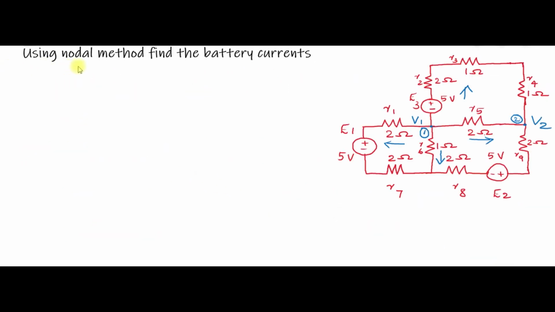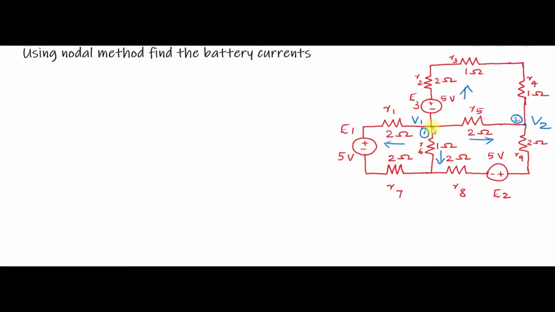Second question. Using the nodal method, find the battery currents. Here I have assigned nodes at these two points. My first node is here and the second node is this. I have considered my current as leaving from this node, so I assign the direction in this manner.